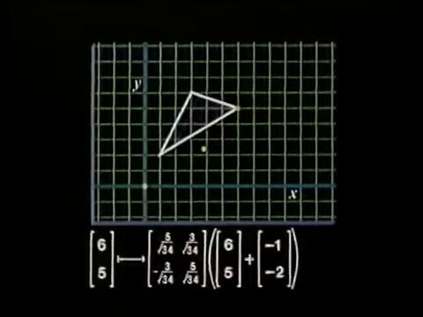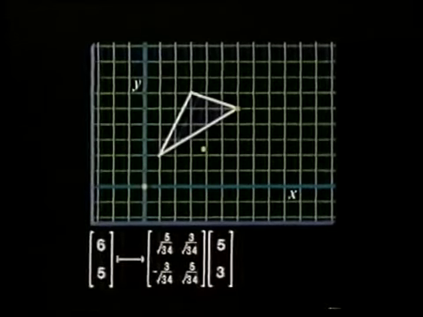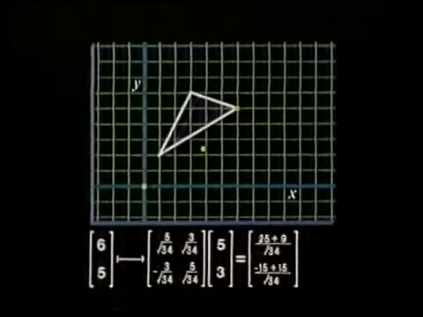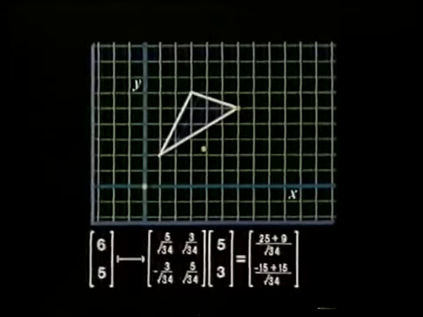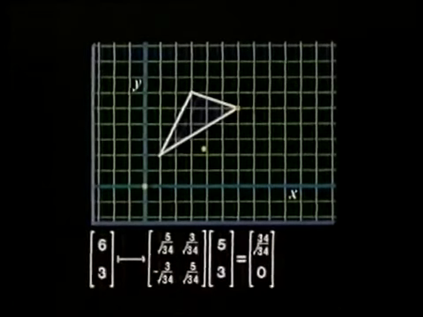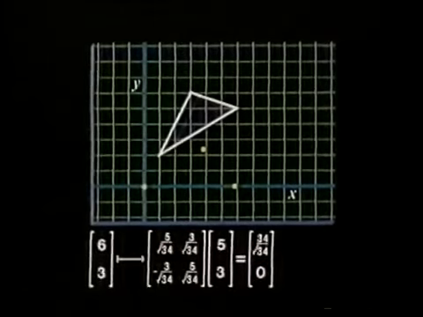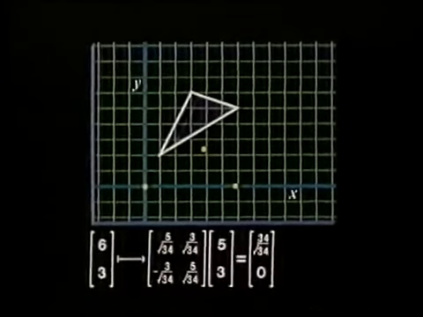Finally, 6, 5. Addition gives this, multiplying gives this, which simplifies, and finally comes to the column matrix 34 over root 34, 0, which corresponds to this point, which lies on the x-axis as we require. So under our composite transformation, we finish up with this triangle.